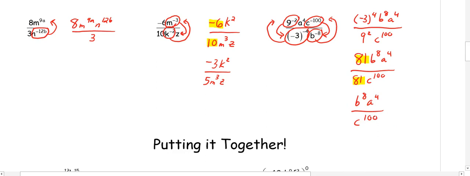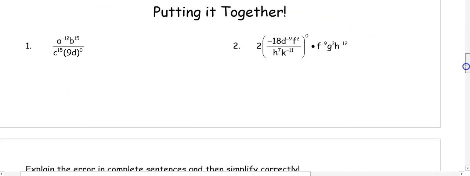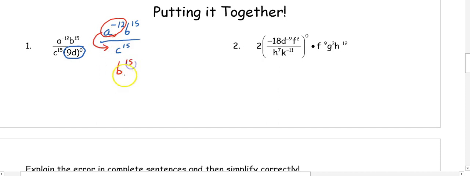So let's look at a couple problems where we combine the negative and the zero exponents. So in number 1, we have a zero exponent of parentheses 9d to the 0. So that becomes 1, and we can rewrite this problem as a to the negative 12th, b to the 15th, all over c to the 15th. Then, because a has a negative exponent, it needs to move into the denominator. So we're left with b to the 15th over a to the 12th and c to the 15th.